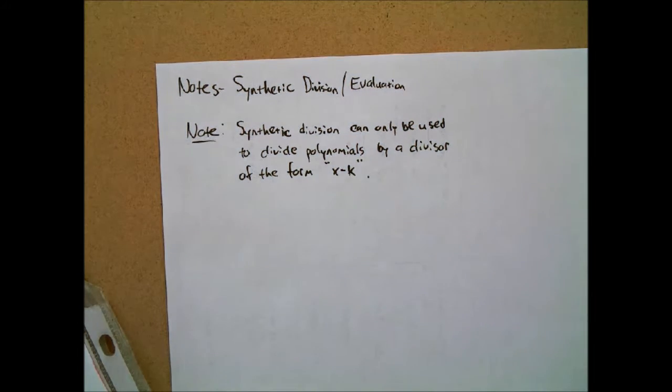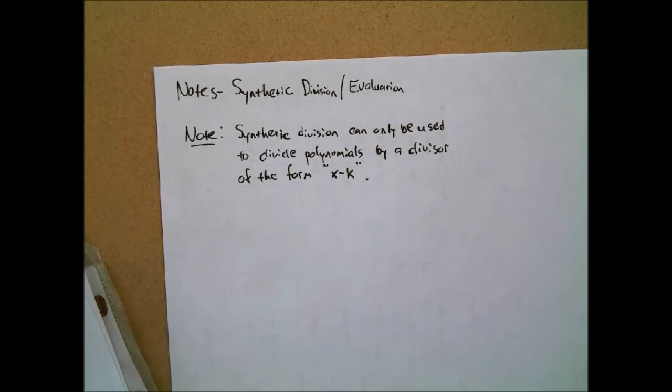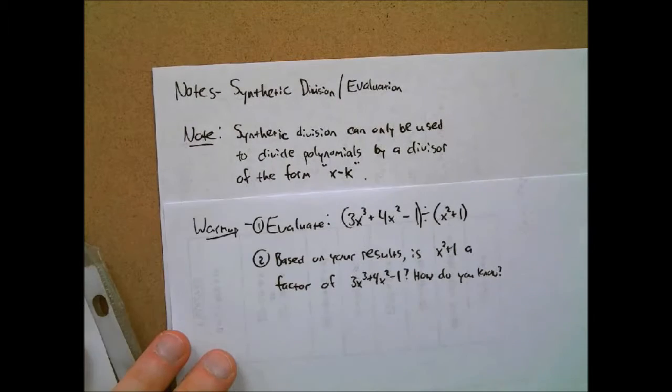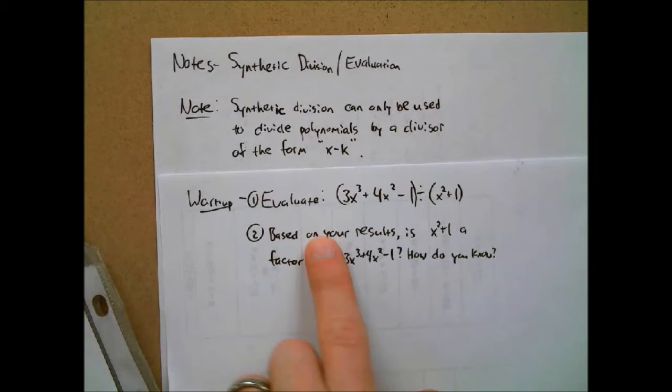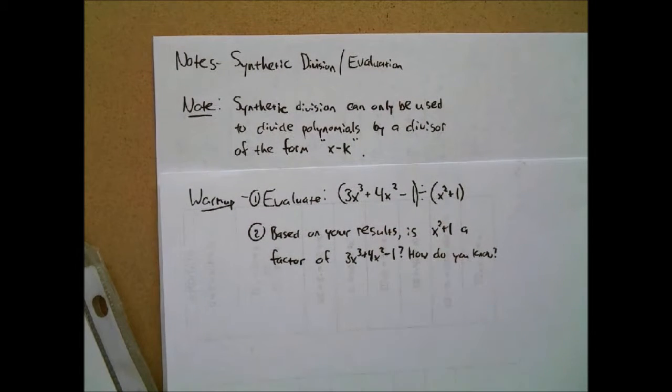Okay, so here's that limitation I was trying to describe to you. You cannot use synthetic division for any polynomial division problem you run across. You can only use it when you are dividing by something in the form x minus k, or something that can be rewritten in the form x minus k. So in other words, that warm-up question that I showed you guys, what was our divisor in this particular problem? What's our divisor here? What are we dividing by?